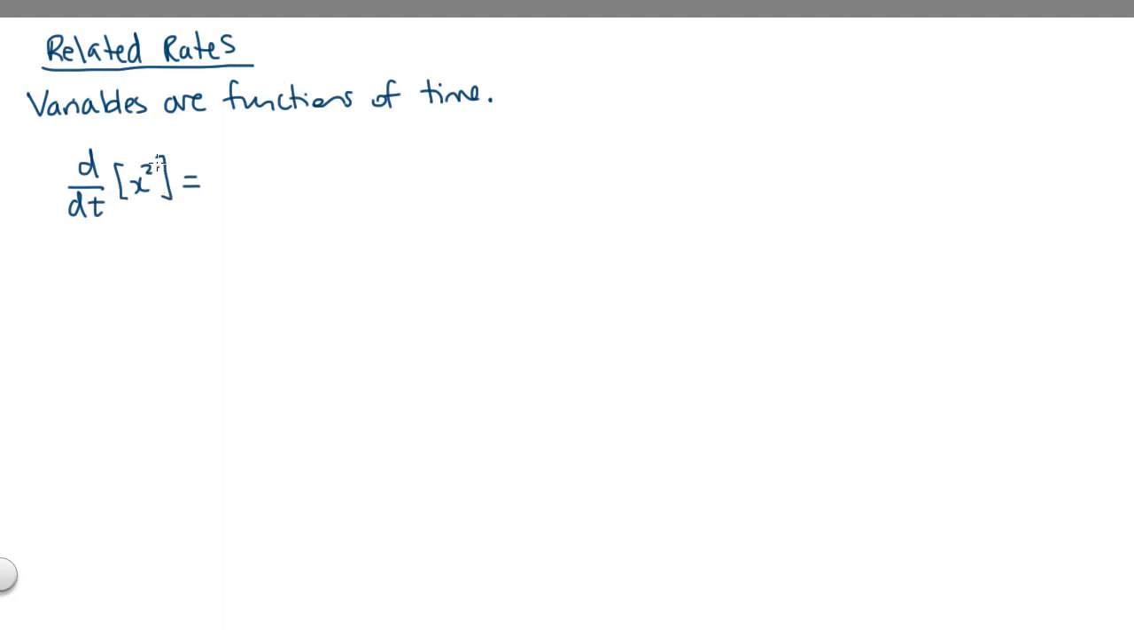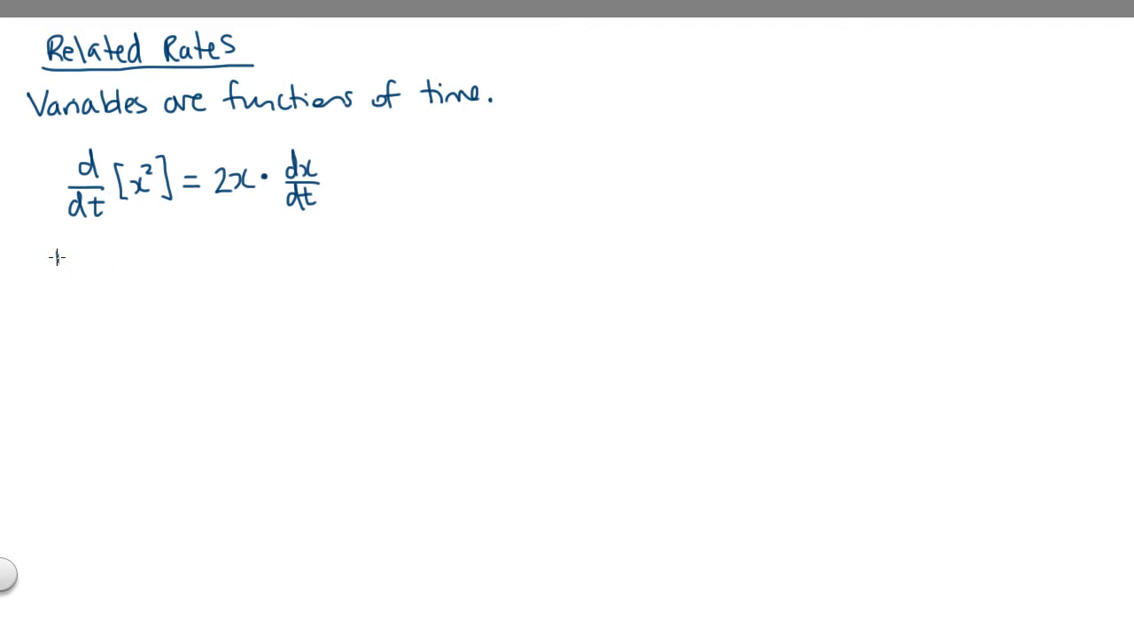So to get our derivative, we're going to take the derivative of our function x squared with respect to x. That gives us 2x. But to get our derivative in terms of t, we need to multiply by dx by dt. So this is really coming from the chain rule.